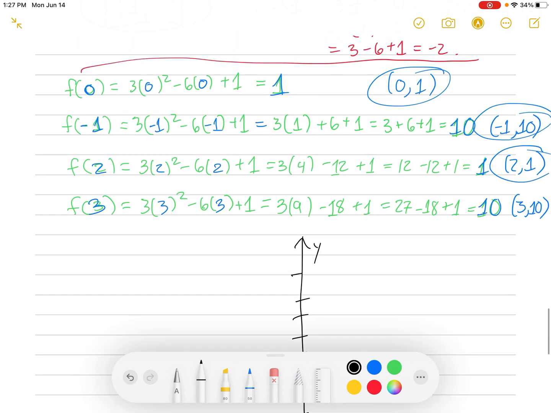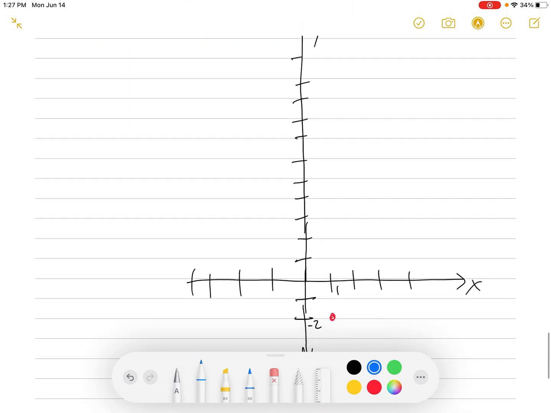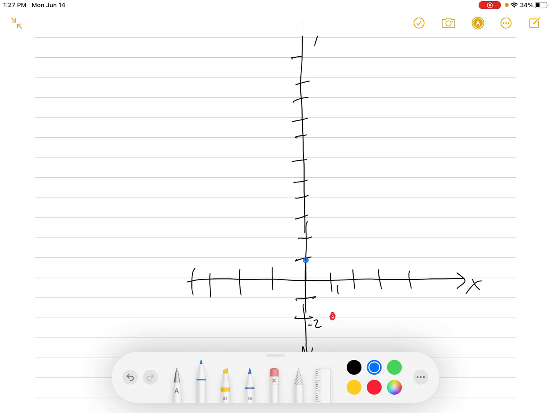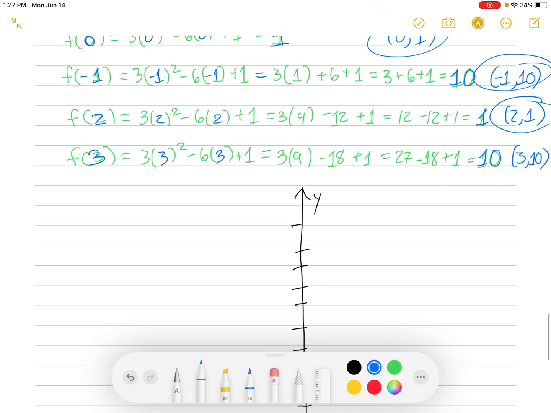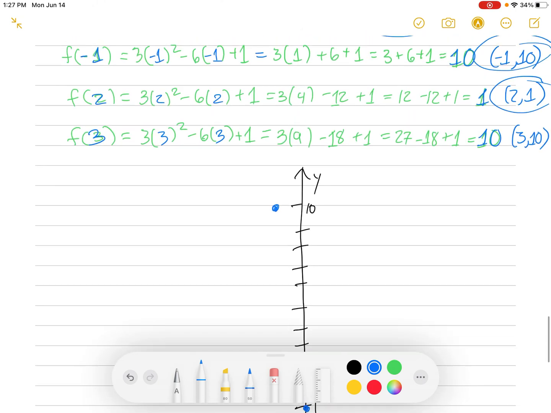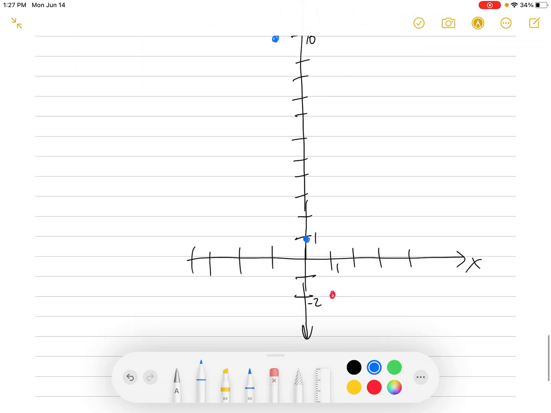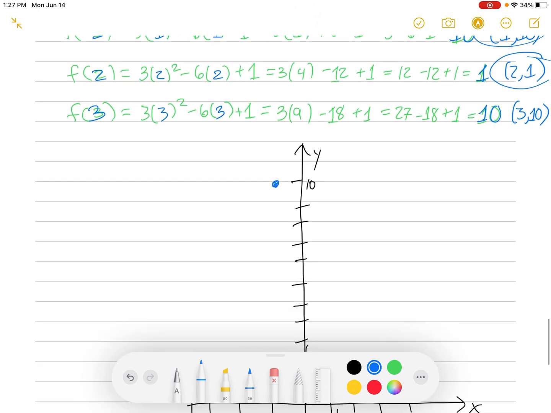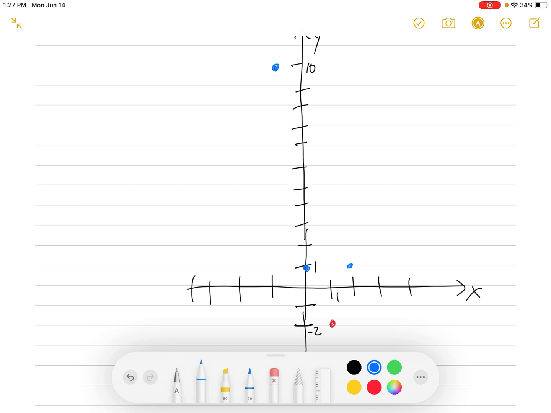Now we know this is opening upwards for sure, because remember that the a value, the number in front of the square term, is positive. It's a positive 3, so it's going to be opening upwards. Okay, so let's plot (0, 1). That's right there, right? And let's plot (-1, 10). 1, 2, 3, 4, 5, 6, 7, 8, 9, 10. That's right here. (-1, 10). Okay, let's plot (2, 1). And let's plot (3, 10).